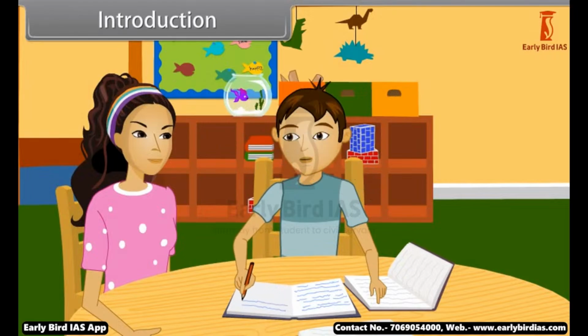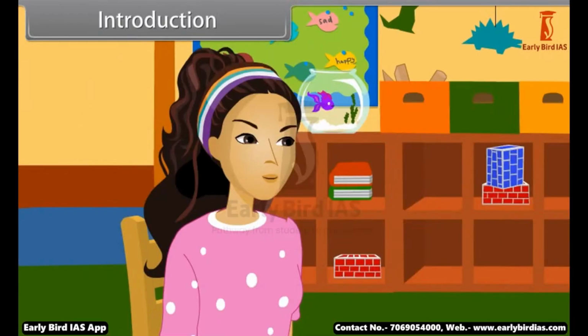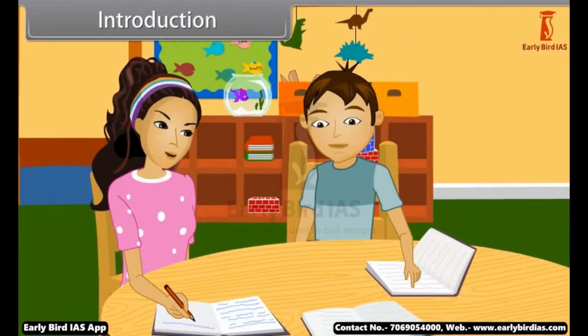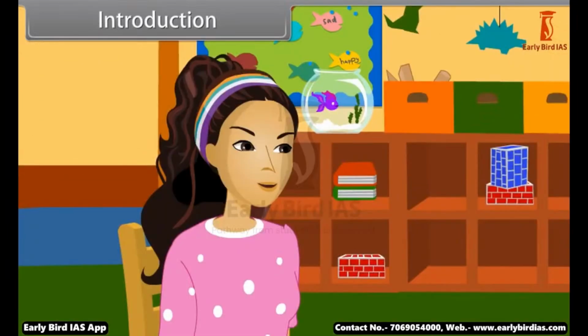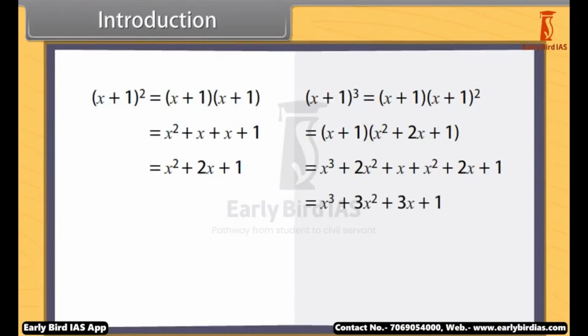Hey Suman, can you help me in expanding these expressions? Yes, sure. Show me. When we expand (x+1)^2, we get x^2 + 2x + 1. And when we expand (x+1)^3, we get x^3 + 3x^2 + 3x + 1.